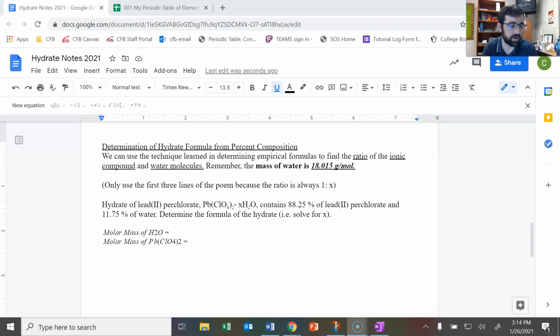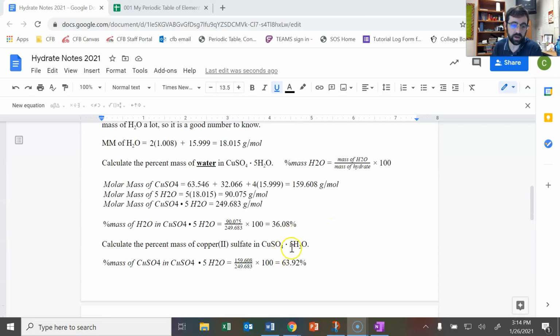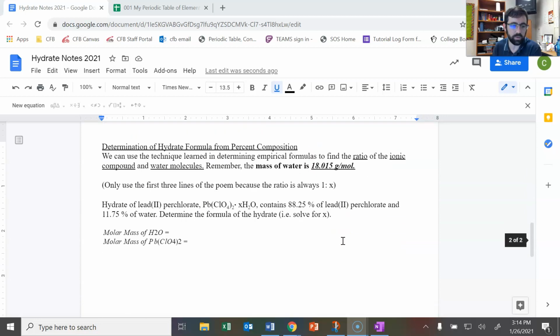Okay, we're continuing our notes on hydrates, and on the first page we learned how to find the percent composition of each component of a hydrate. But now what we want to do is determine the formula of the hydrate from the percent composition. So this is if you have the percent composition and we're looking for the formula.